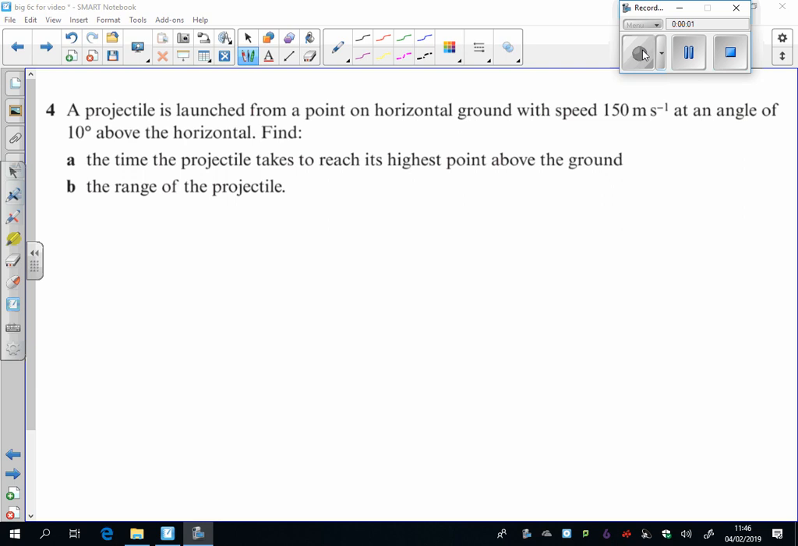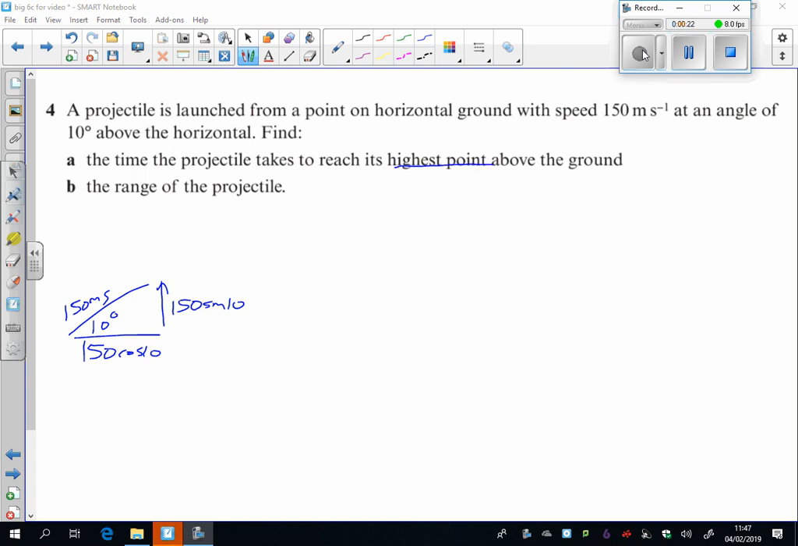Question 4. The projectile's been launched at 150 meters per second and at 10 degrees. So horizontally we've got 150 cos 10 and vertically we've got 150 sine 10. We're being asked when does it reach its highest point.